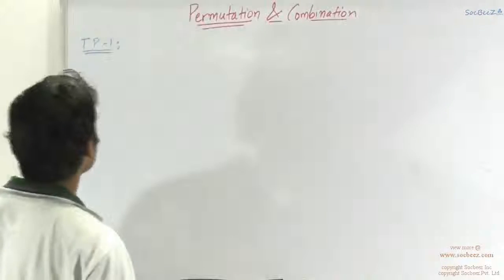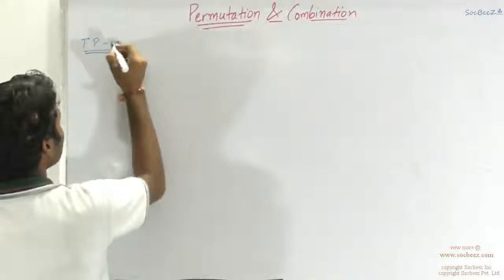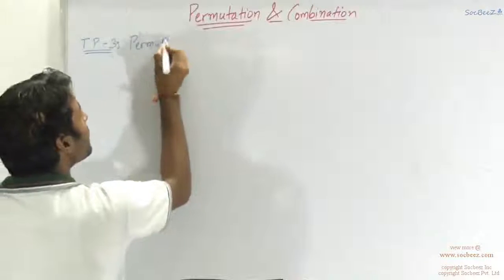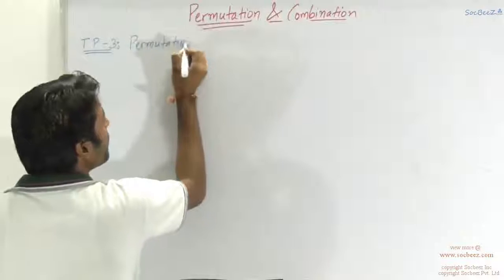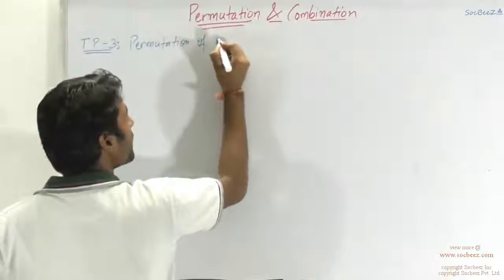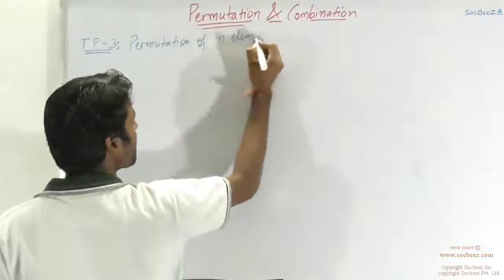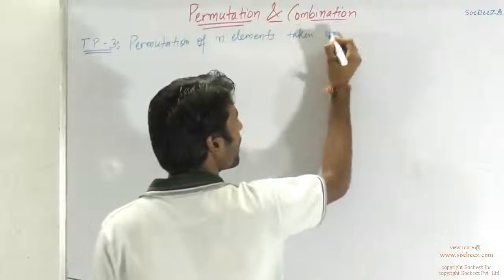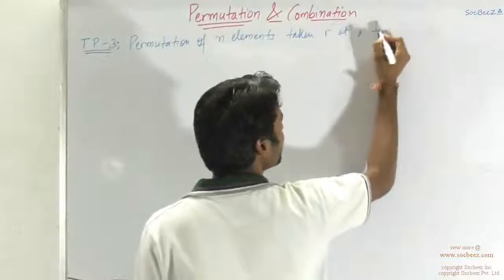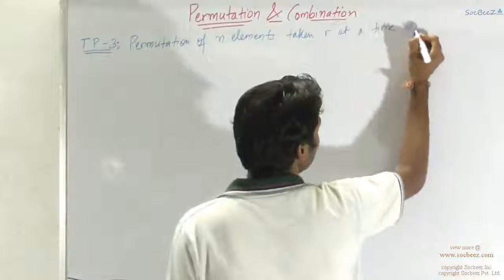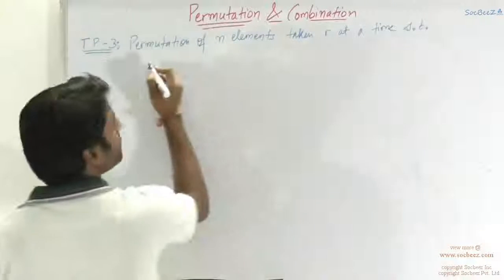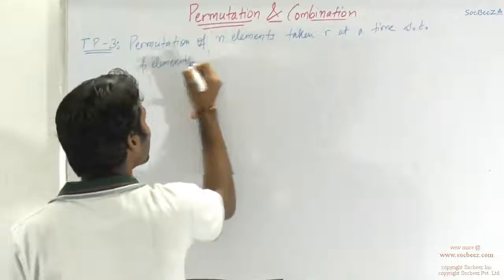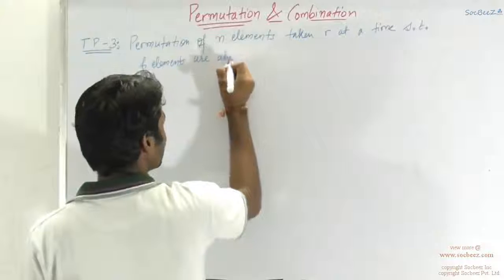So our typical problem 3 becomes permutation of n elements taken r at a time such that p elements are always included.